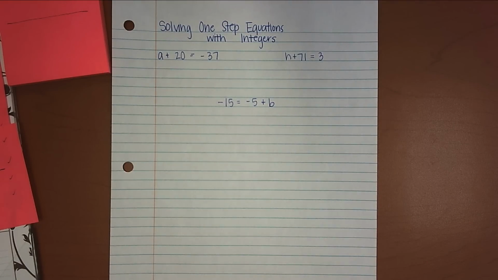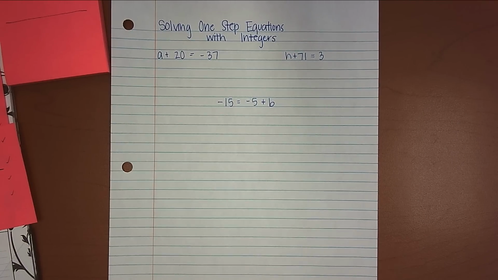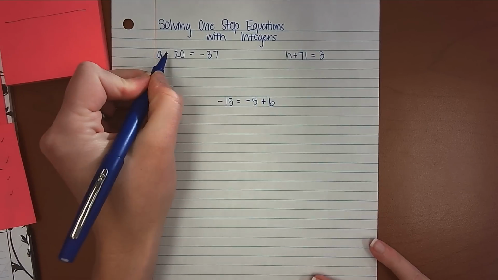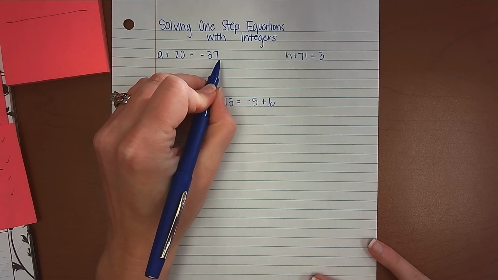Today we're going to be focusing on solving one-step equations with integers. And so I've got a couple examples here that I'm going to walk you through. The first one is a plus 20 equals negative 37.